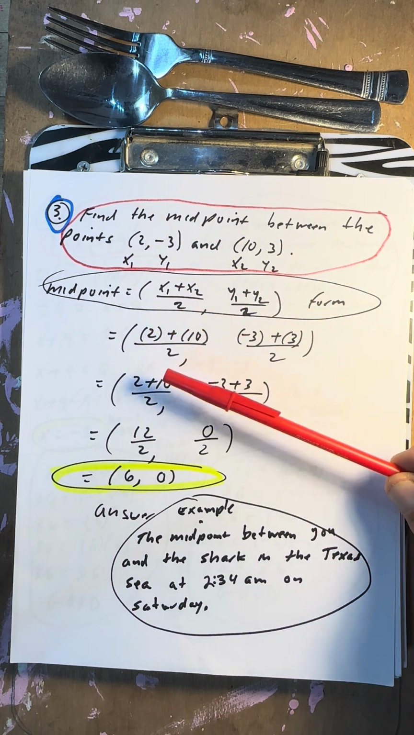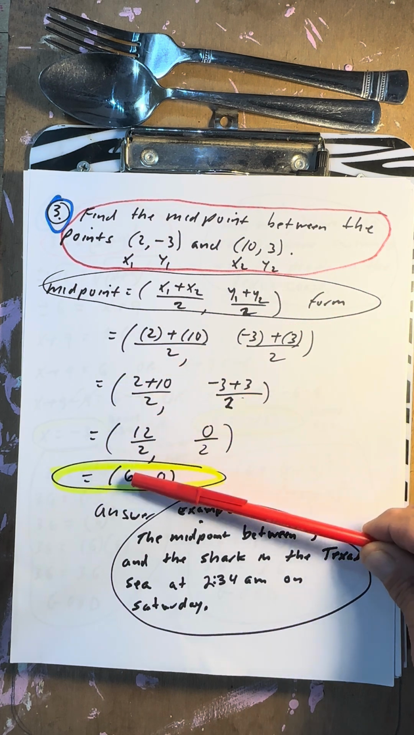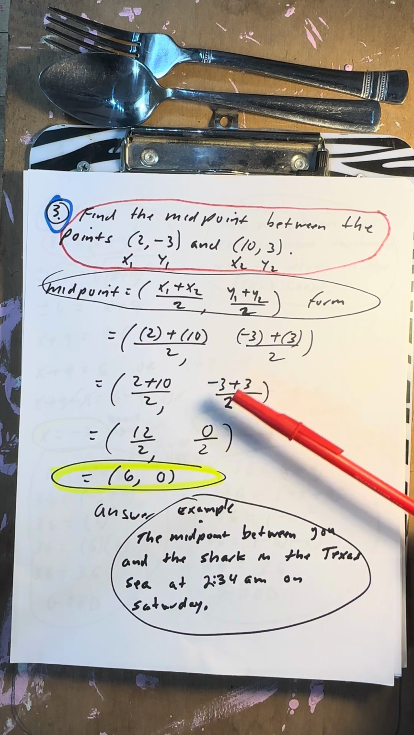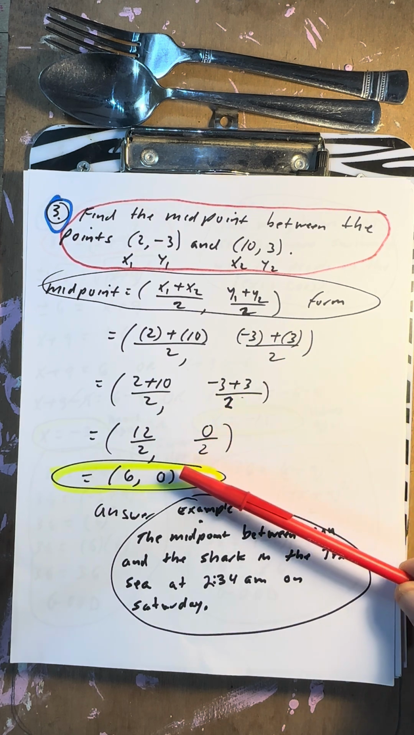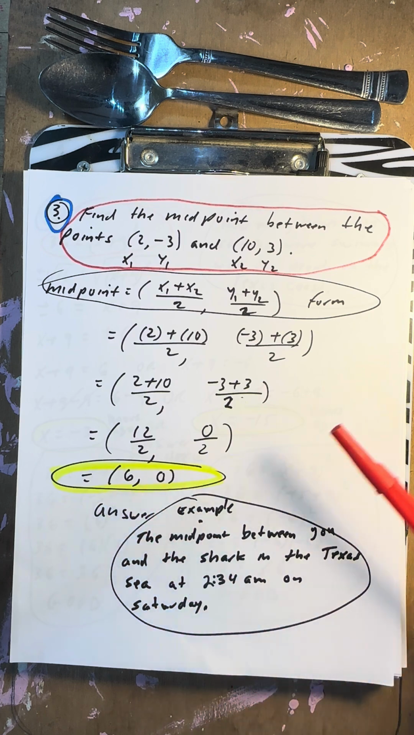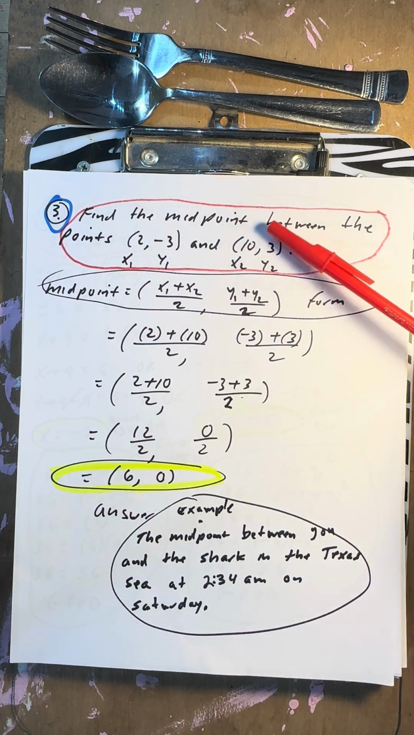So now this is going to give you 10 and 2 is 12. 12 divided by 2 is 6. And this is going to be 3 minus 3 is 0. And 0 divided by 2 is still going to be 0. So 6, 0 is the midpoint between this point and that point.